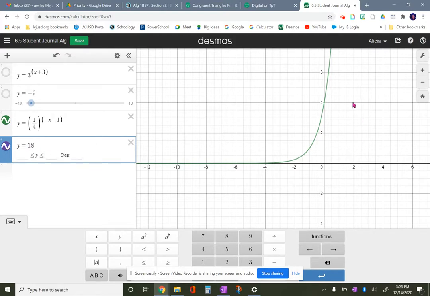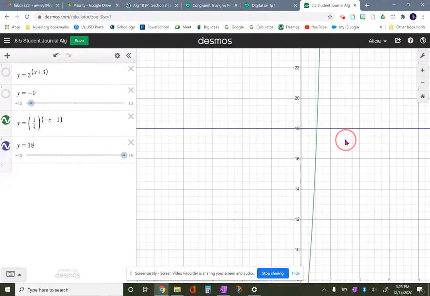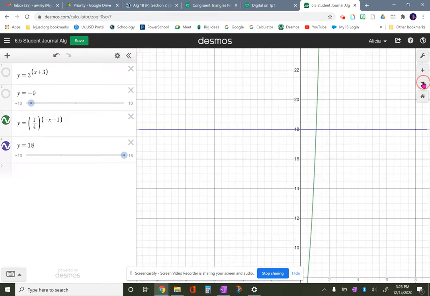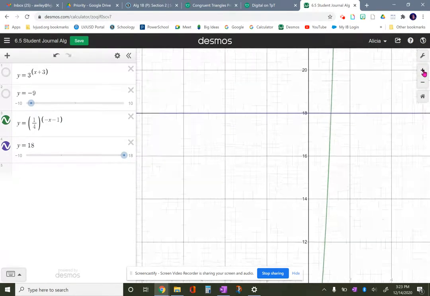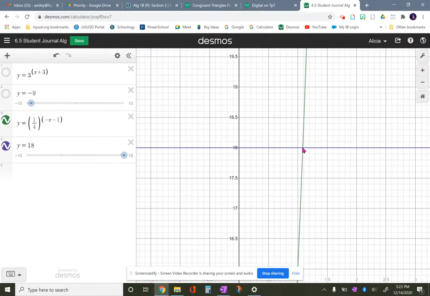Again, you're like, I cannot see it. So I'm going to have to go up to 18, where y is 18, to see it. You can zoom in if you need to. That's zooming out, zoom in if I need to get a better look at this. And find where they intersect is, there you go, right there is the point of intersection.